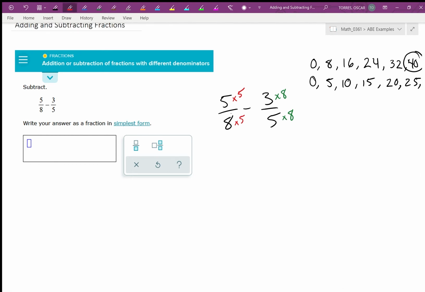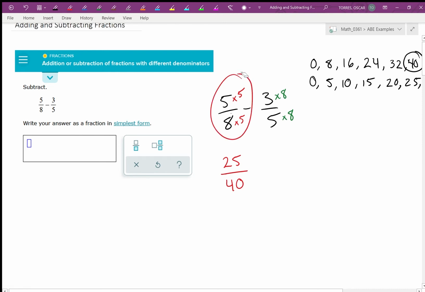So the next step that we need to do is actually do the multiplication. So right here we have 5 times 5 in the numerator, and that would give us a 25. In the denominator we have 8 times 5, which is 40. This fraction replaces this original expression that we had. We still have a minus sign, so I'm going to copy down the minus sign here.